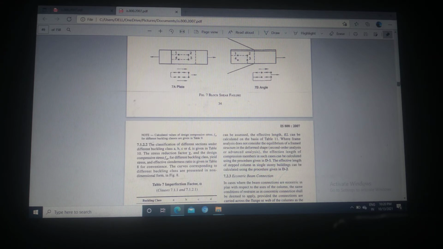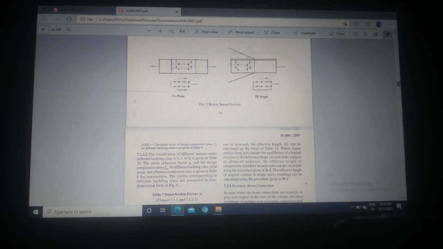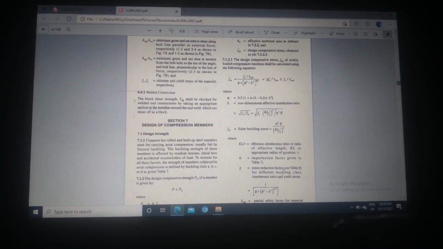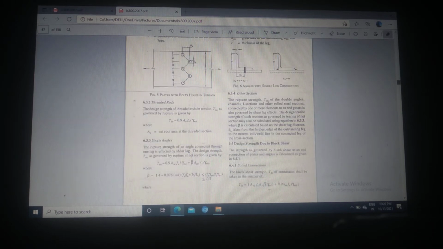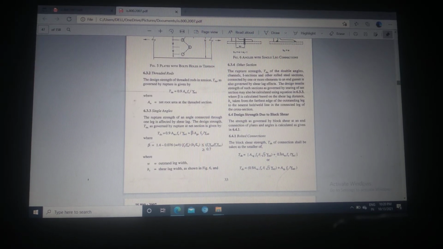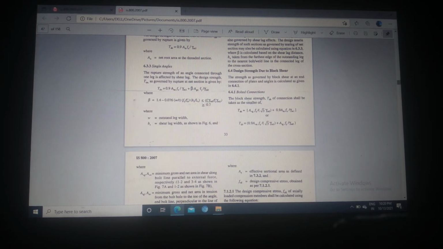In an angle the tearing out will happen like this, 1 2 3, and in case of a plate it will be like 1 2 3 4. In block shear failure you have to calculate two things, Tdb1 and Tdb2. You have to calculate both because the values will come out different, and we then take the smaller of the two. It is also written on page number 33 that we take the smaller of these two.